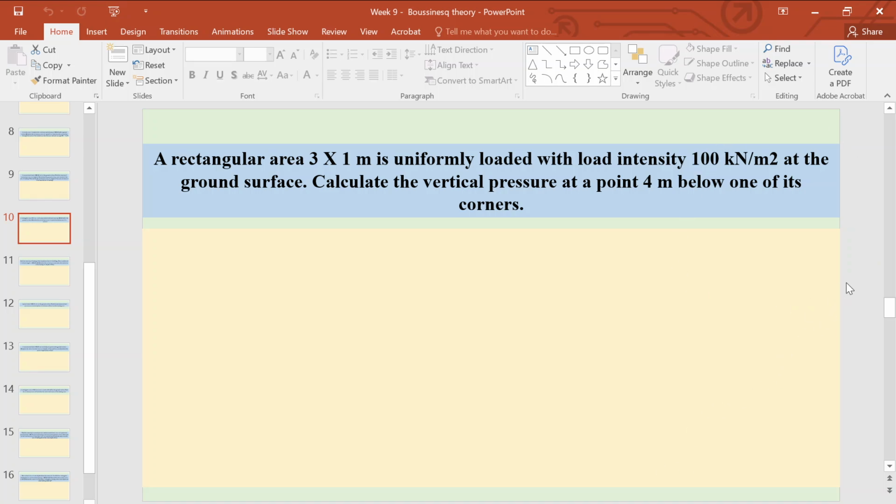I repeat the question. A rectangular area 3 by 1 meter is uniformly loaded with a load intensity of 100 kilonewton per meter square at the ground surface. Calculate the vertical pressure at a point 4 meter below one of its corners.